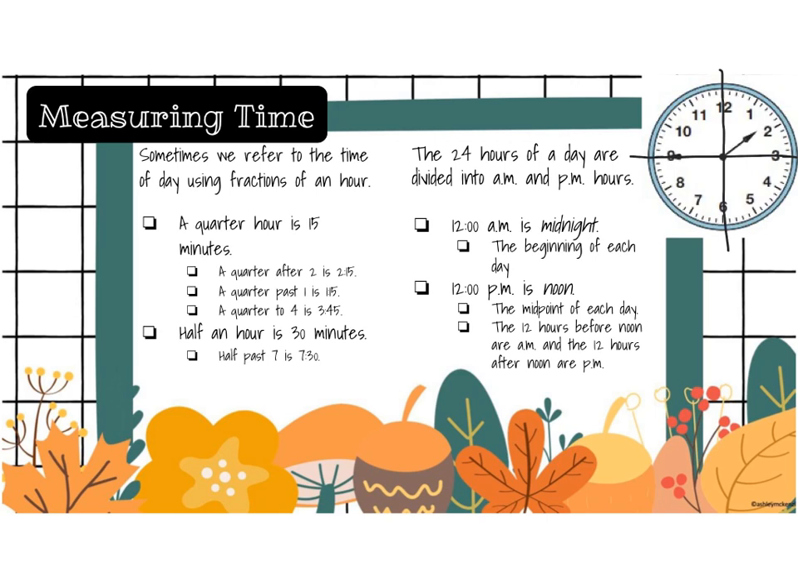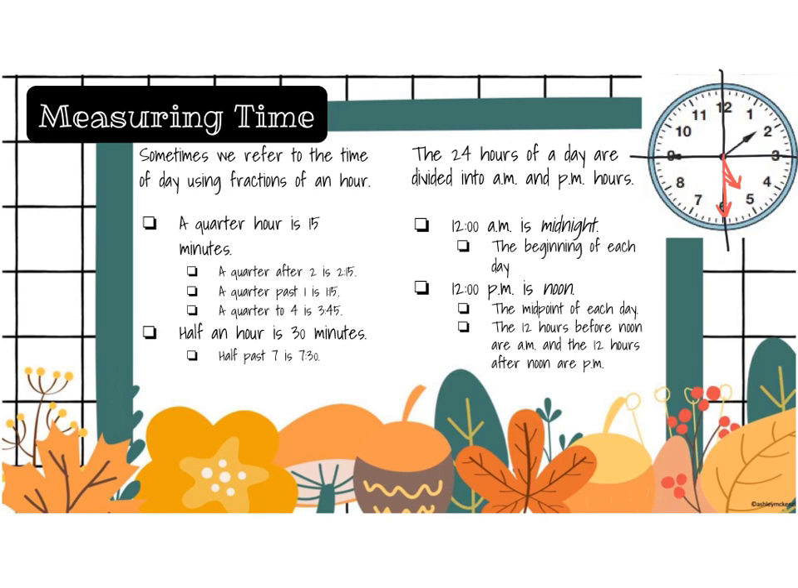If I drew this time, I would say it's half past 5, because it's half the way past 5. A quarter hour is 15 minutes. So there's a lot of examples there that show you a quarter of an hour. Half an hour is 30 minutes. The 24 hours of a day are divided into AM and PM.